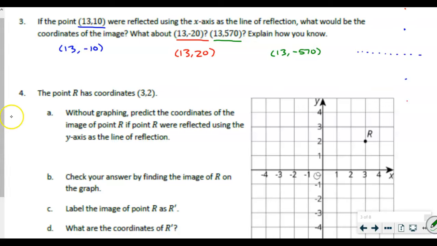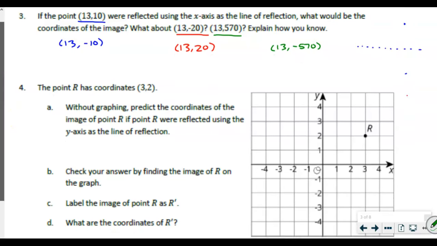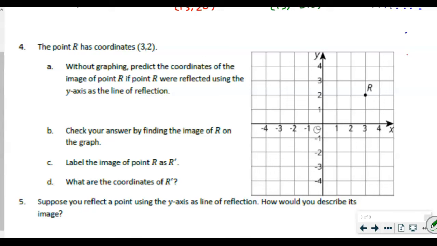What if I'm doing reflections over the y-axis? So step 4, part 4 here, says the point R has coordinates 3, 2. You can see that it's graphed, but without graphing the reflection just yet, I want you to predict what the coordinates are going to be when I do the reflection over the y-axis. Quiet think time as you write that down.